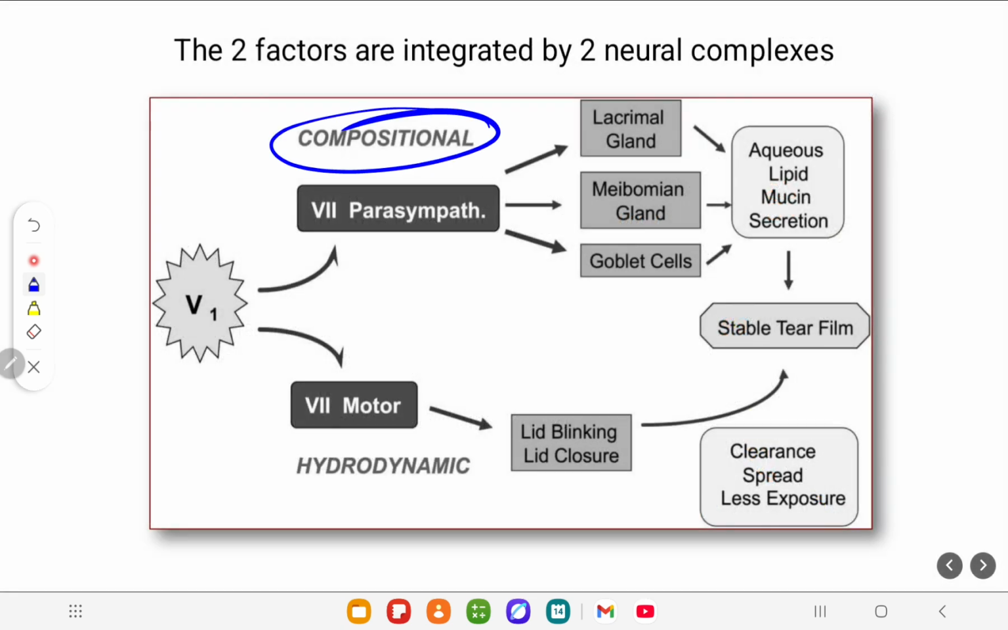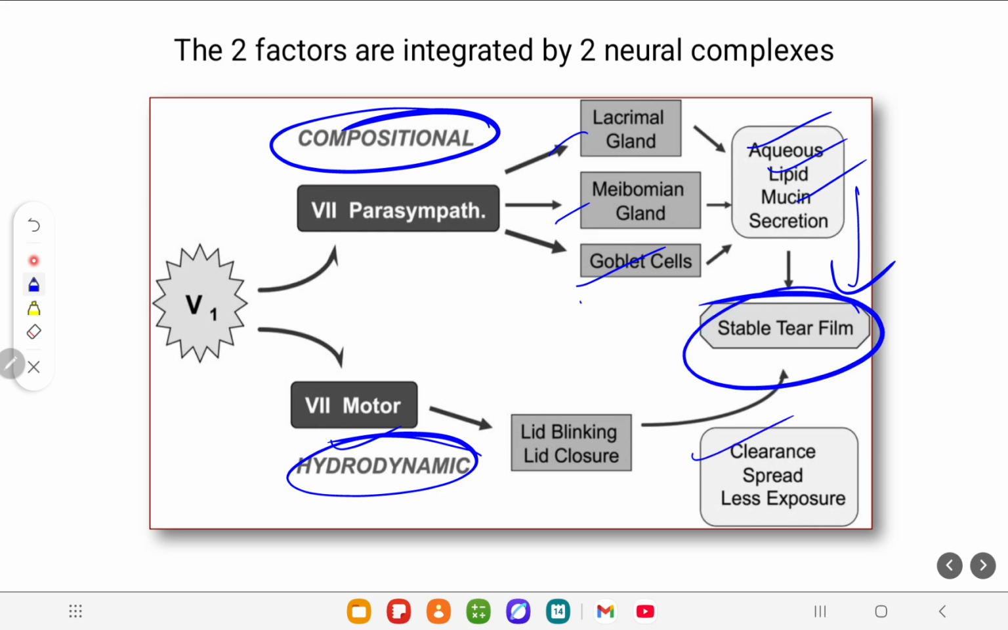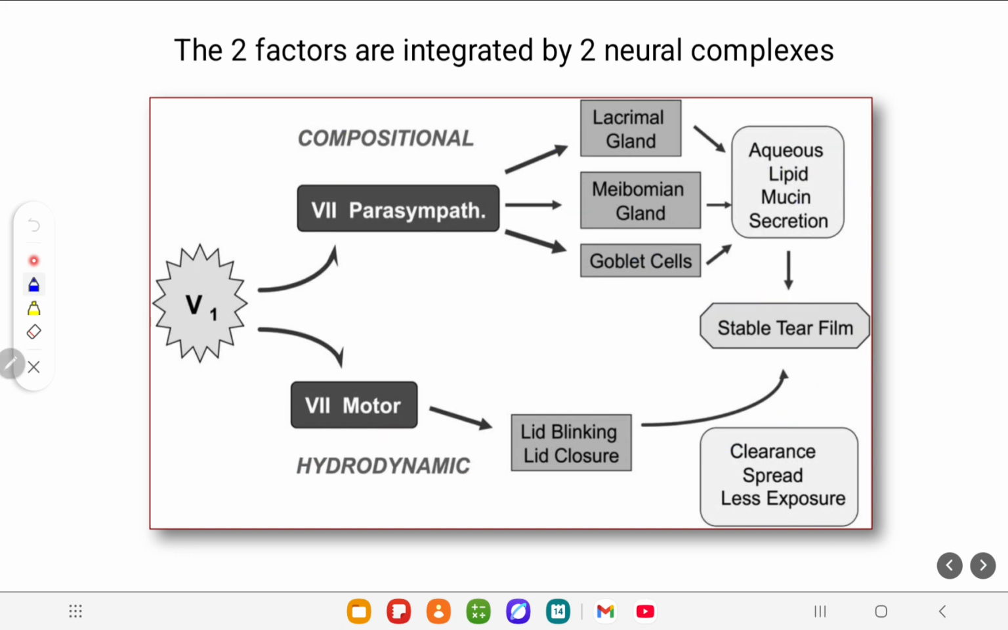For the compositional factors, the seventh nerve parasympathetic supply goes to the lacrimal gland, meibomian glands and goblet cells, and they secrete aqueous, lipid and mucin, and eventually they create a stable tear film. At the same time, the seventh nerve motor system, which is the hydrodynamic part, is basically involved in closing of the eyelid, so lid blink and lid closure. Whenever we close and open the eye, it spreads and clears the tear, also helping the stability of the tear film. So both compositional and dynamic factors matter.